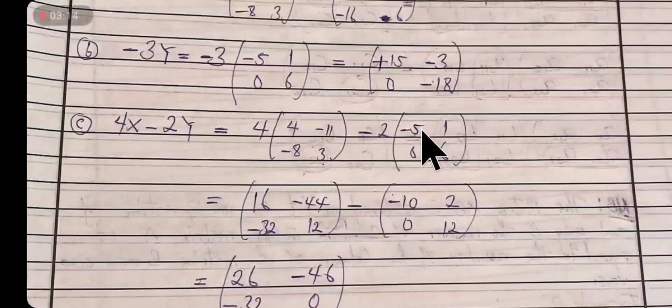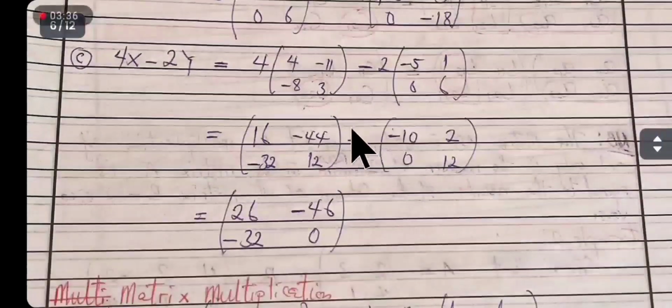2 times minus 5. You are going to leave this minus alone. Don't use this minus. Very, very important. Don't use it so that you won't get confused. Always bring the minus down. Treat the 2 as a constant only. 2 times minus 5 is minus 10. 2 times 1 is 2. 2 times 0 is 0. 2 times 6 is 12. So now you can use the minus to perform your operation.